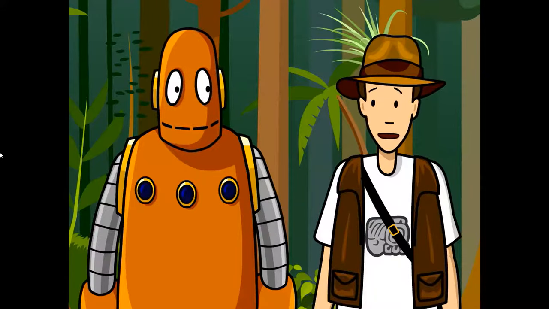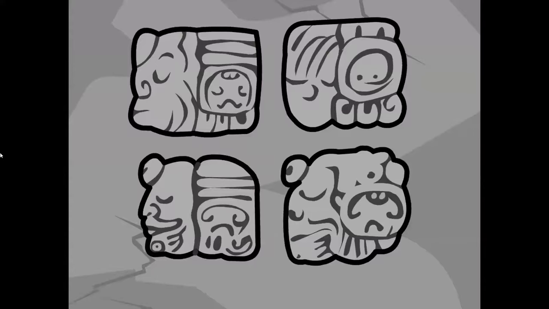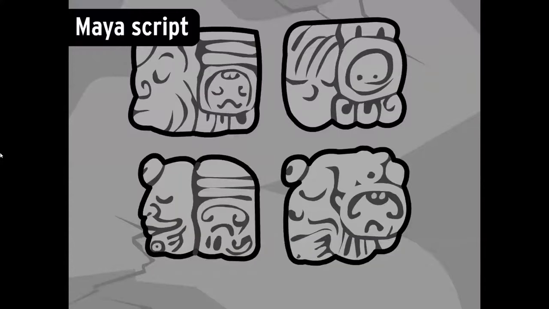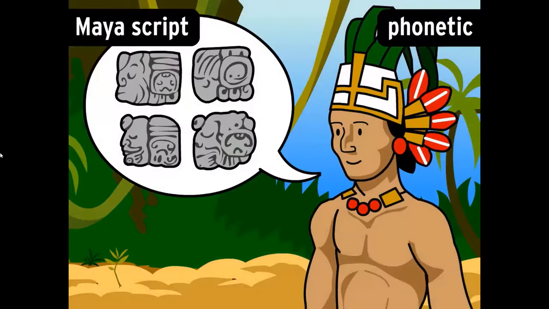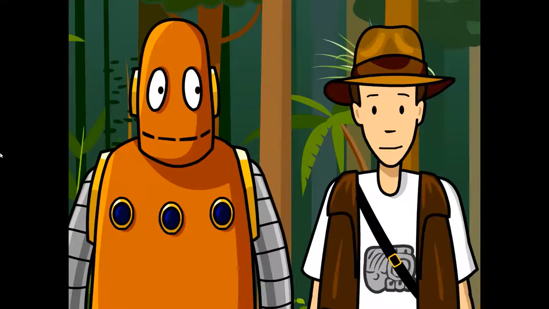Well, for one thing, the Maya had the most complex writing system in Mesoamerica. Maya script looks sort of like Egyptian hieroglyphics. Only many symbols are phonetic, representing sounds instead of ideas. So you can combine them to form spoken words, just like the letters in our alphabet. But instead of just 26 letters, the Maya had hundreds of phonetic symbols.